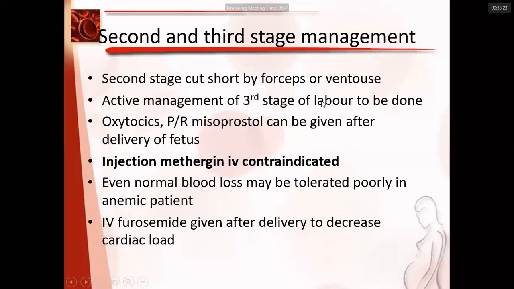Active management of the third stage of labor is done routinely with oxytocin. Rectal misoprostol can be given after delivery of the fetus, as these patients are at risk of developing PPH. So we may as well give prophylactic misoprostol. However, methergine is contraindicated. And as I told earlier, even a small amount of blood loss may be tolerated very poorly in these patients, so we have to be very careful. After the delivery, we may give IV furosemide to decrease the cardiac load.